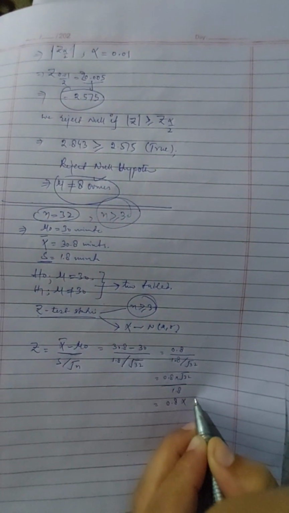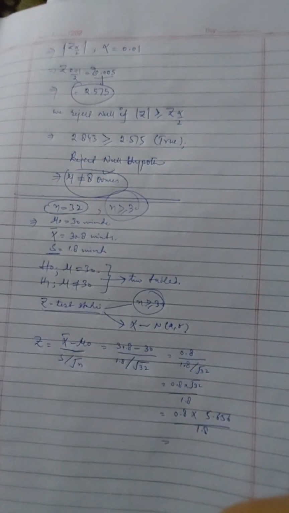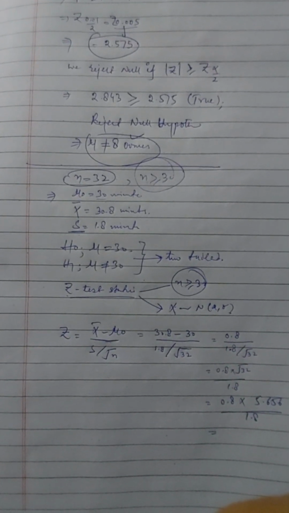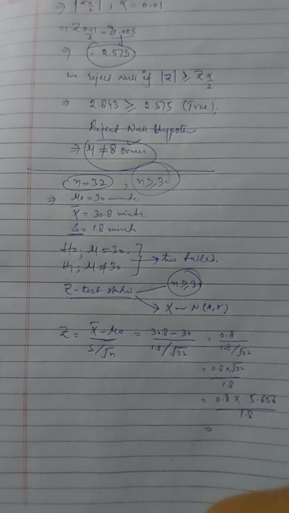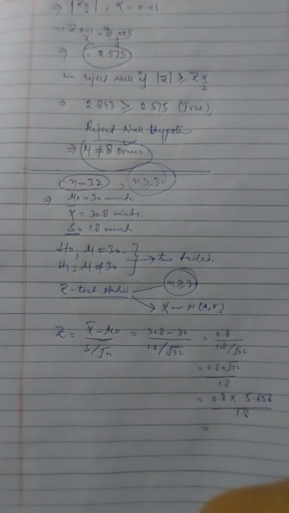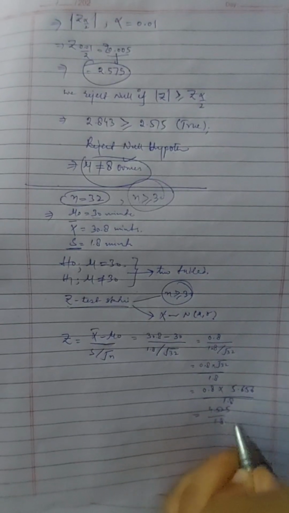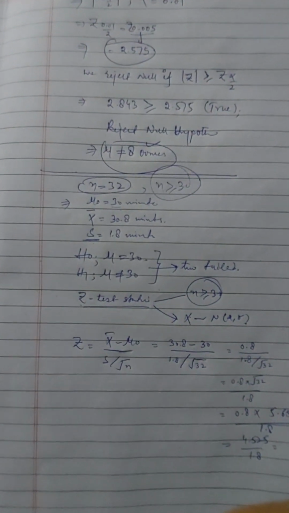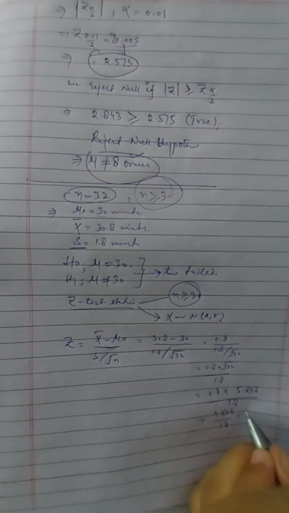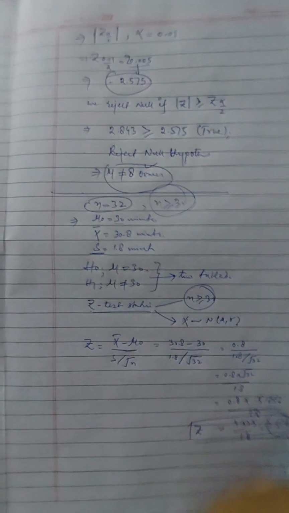Okay, so 0.8 multiplied by 5.656 divided by 1.8. Let's multiply 5.656 with 0.8. It gives us a value of 4.525 divided by 1.8. So let's divide it by 1.8. Actually, it gives us 2.514. This is the value of z.